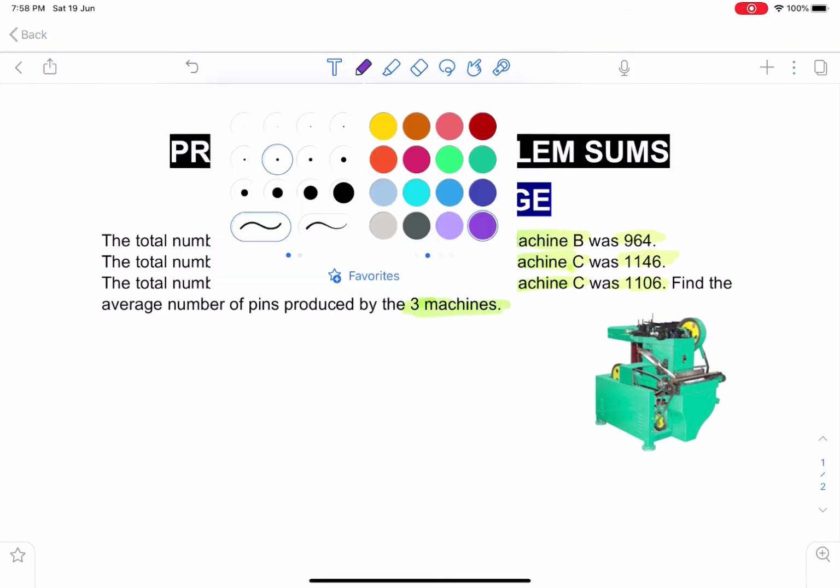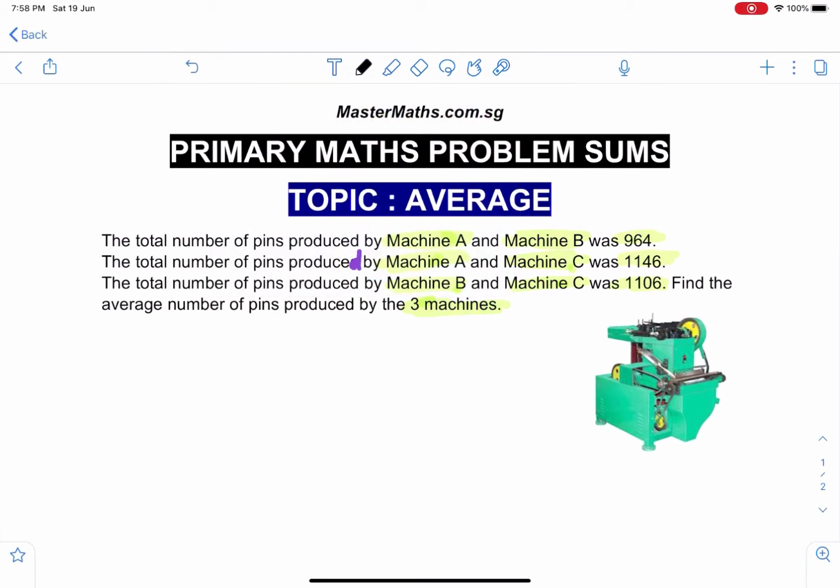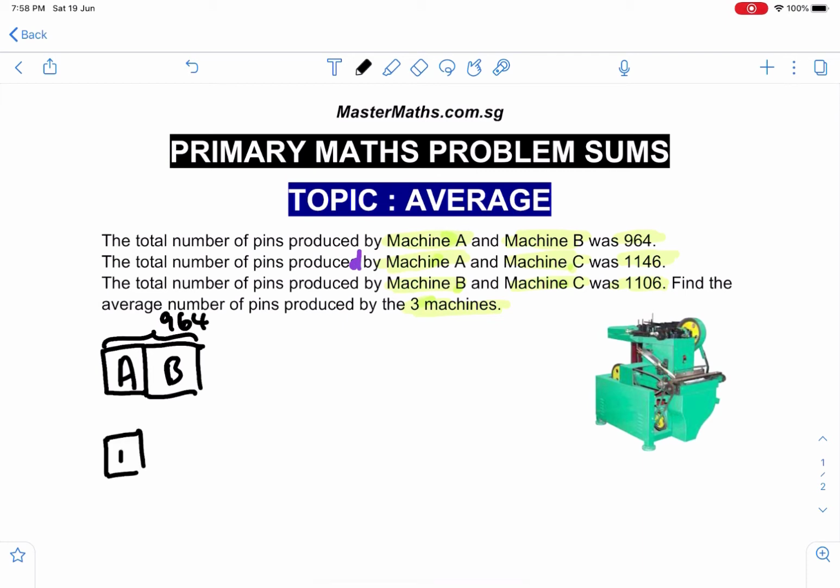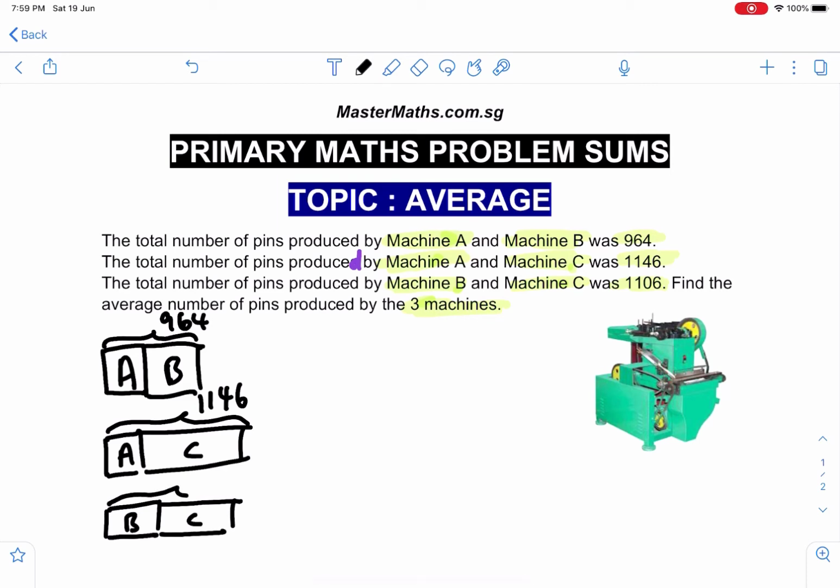So to do this, we can get a better visual by drawing for ourselves three sets of models. So we can have for machine A plus machine B, this in total will be 964, and then we can also have for machine A plus machine C. This one here is a bit longer in total because it's 1146. Earlier one is just 964. And then we can have for B and C. This one here is slightly lesser, so 1106.